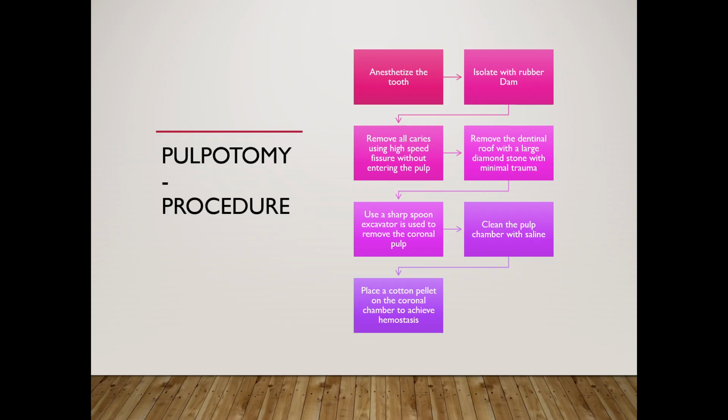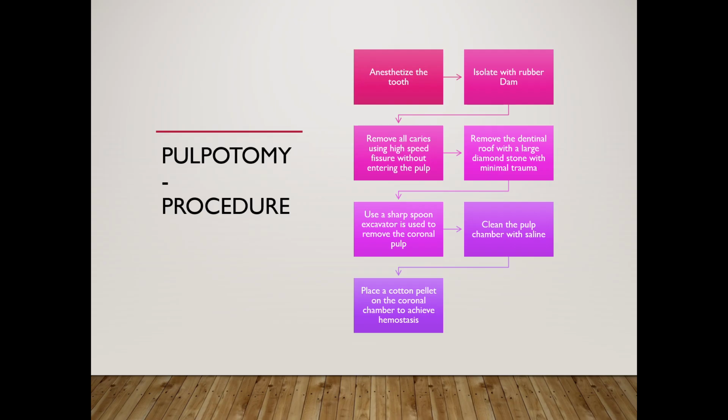So how do we do a pulpotomy procedure? Initially anesthetize the tooth, apply the rubber dam, remove all the caries with the high fissure bur without entering the pulp. Remove the dentinal roof with a large diamond bur with very little trauma to the patient. Then with a spoon excavator, remove the coronal pulp. Clean the pulp chamber with saline.